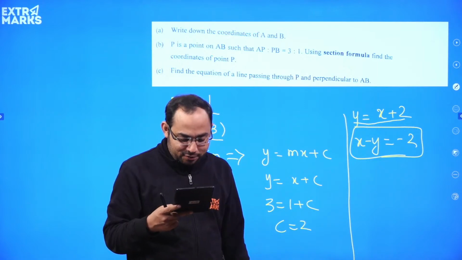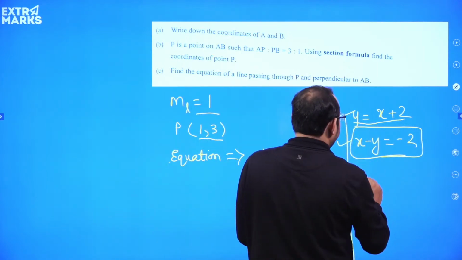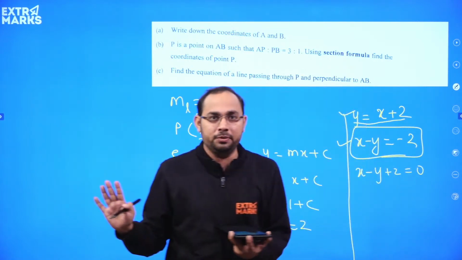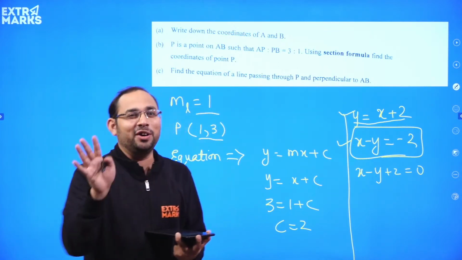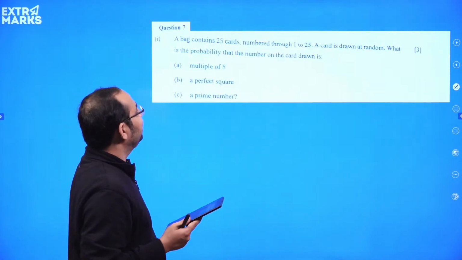Alpha, that is correct. This will work. Form, you write like this. You write x minus y plus 2 equal to 0. All of these forms will work. Don't worry. That is not a problem. Okay. Let's move forward. Let's see the next question.